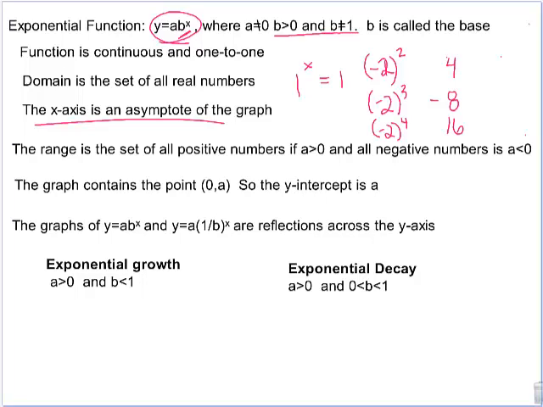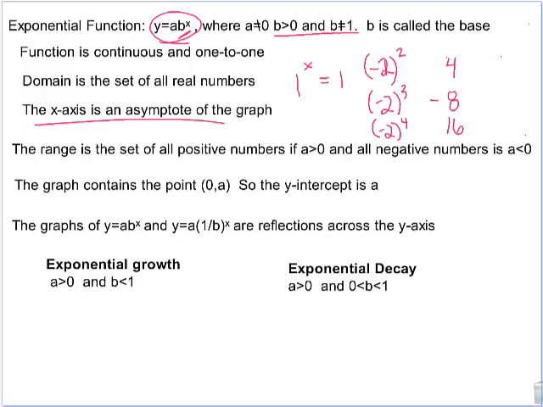Oh, and that's the next thing. The range is the set of all positive numbers. You can have a set of all negative numbers if we're not growing, if we're decaying. Because if we're decaying, the graph, instead of going up, would be going down. Okay, it'd be the same thing, just flipped over.